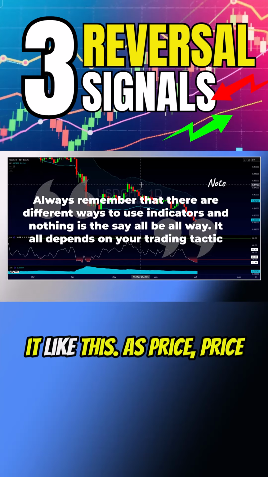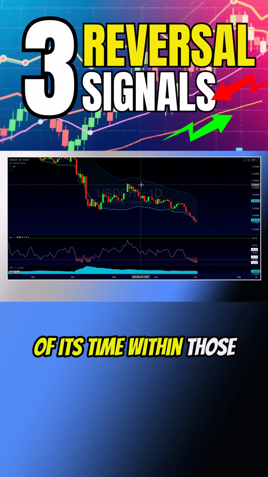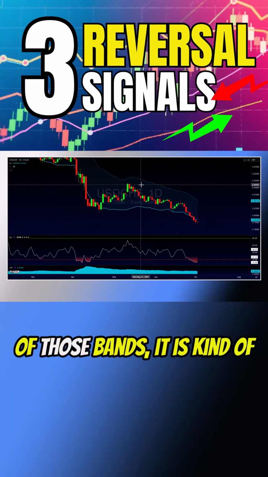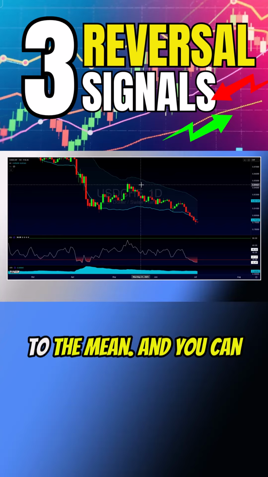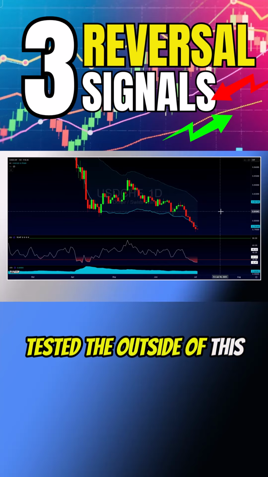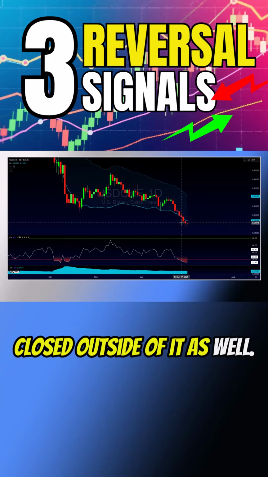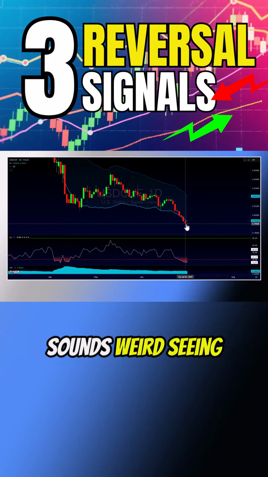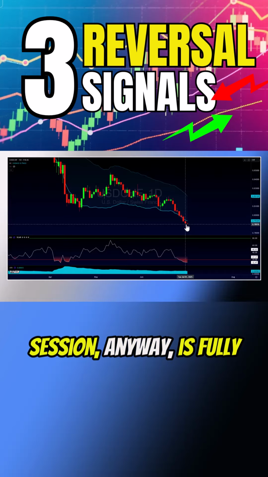And pretty much, they act like rubber bands, meaning that they stretch as the market stretches. Think about it like this: price action should spend most of its time within those bands. When it goes outside of those bands, it is kind of overstretched and eventually it should revert to the mean. And you can see that not only have we tested the outside of this band, but we have actually closed outside of it as well. And yesterday's full candle, sounds weird saying yesterday because it's still today, but it's yesterday's session anyway, is fully outside of that band.